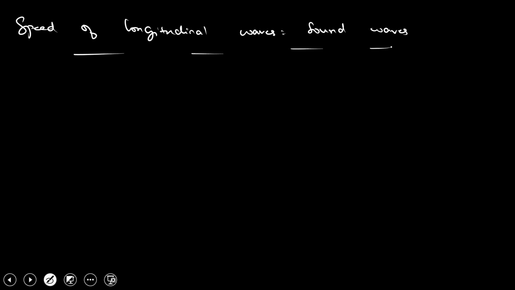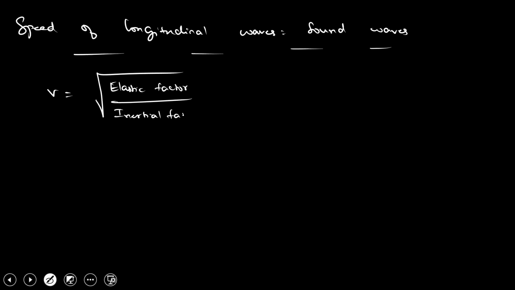Right. So when I have to calculate the speed of the longitudinal wave, I use the same logic. What is it? V is equal to root of elastic factor divided by the inertial factor. Am I right? Right? The speed of the longitudinal wave, when I talk about sound waves, is going to be square root of the elastic factor divided by the inertial factor.